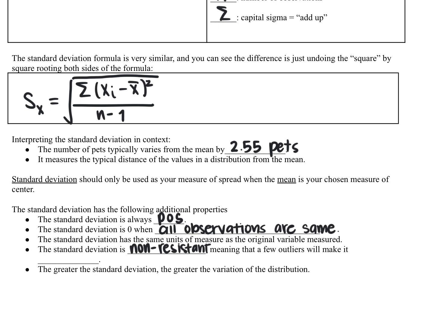Depending on if that outlier is a higher or lower value, it can make the standard deviation larger or smaller, which is the reason why we don't use standard deviation when we have outliers, because it is influenced by those outliers. So I kind of already mentioned this, the greater the standard deviation, the greater the variation in your distribution. So we typically want smaller standard deviations.